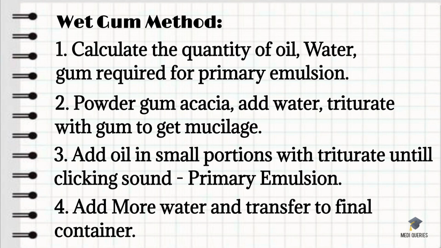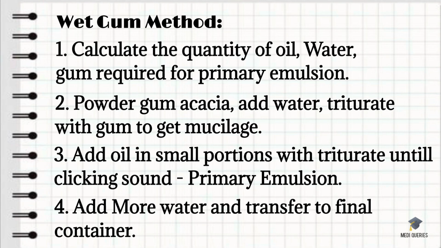So after that, add the required quantity of the oil in small proportion with rapid trituration until a clicking sound is produced and the product becomes white or nearly white. At this stage, the emulsion is known as the primary emulsion. As this is a wet gum method, we are adding water at the starting stage only.